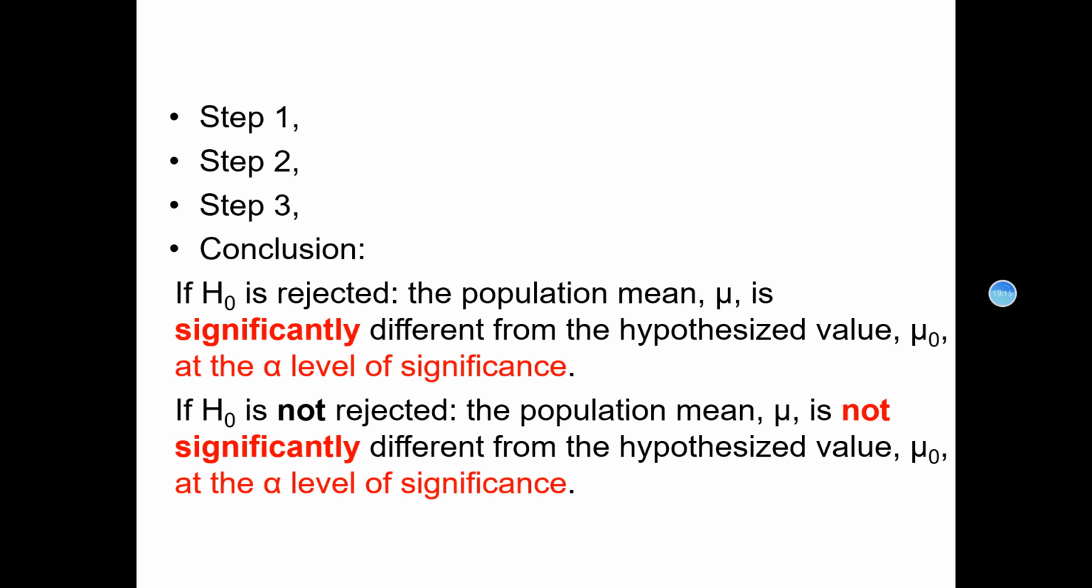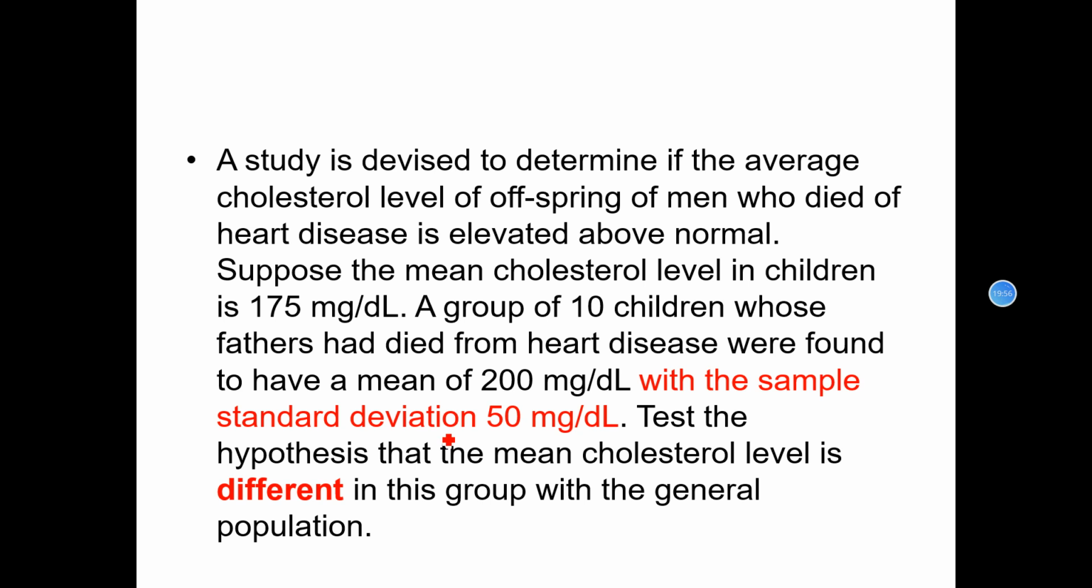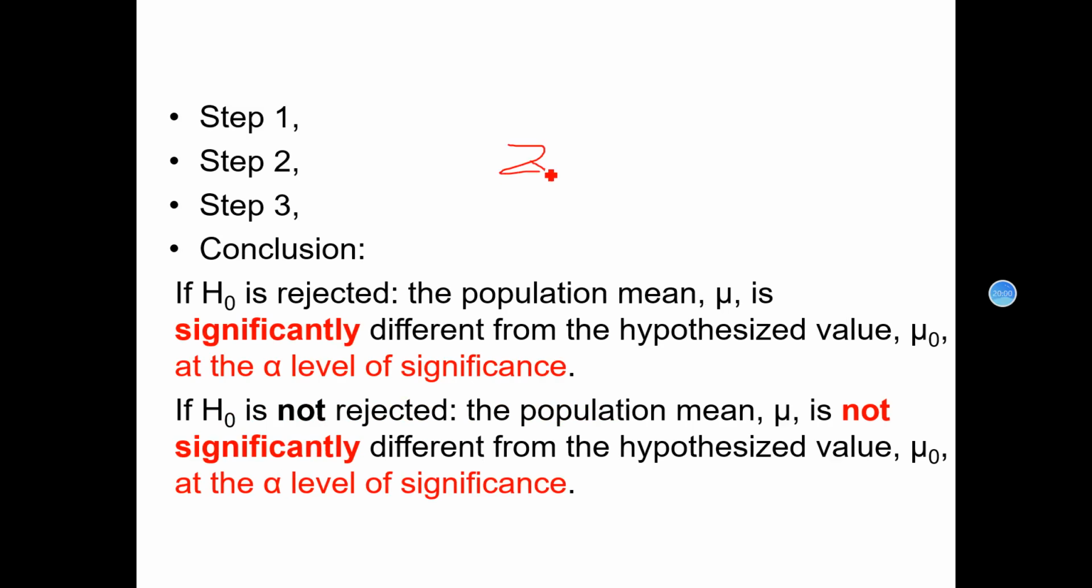If H0 is rejected, the conclusion should be the population mean is significantly different from the hypothesis value at the alpha level of significance. But if H0 is not rejected, that means the population mean is not significantly different from the hypothesis value. So that is the conclusion. You can choose either one of the two based on your decision, reject or not reject. Okay, so that is what happens in z-test.